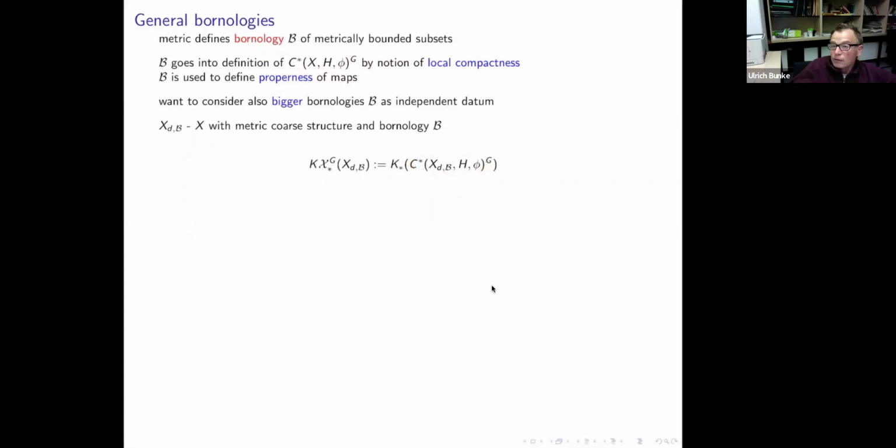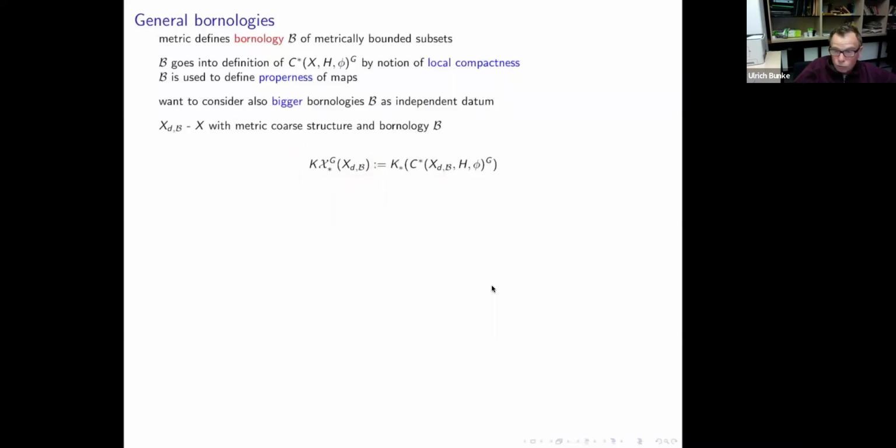Then the local compactness condition becomes stronger because I have more bounded sets. And also the condition of properness now depends on the choice of the bornologies. But otherwise I do the same definition and then I can define these K-homology groups.